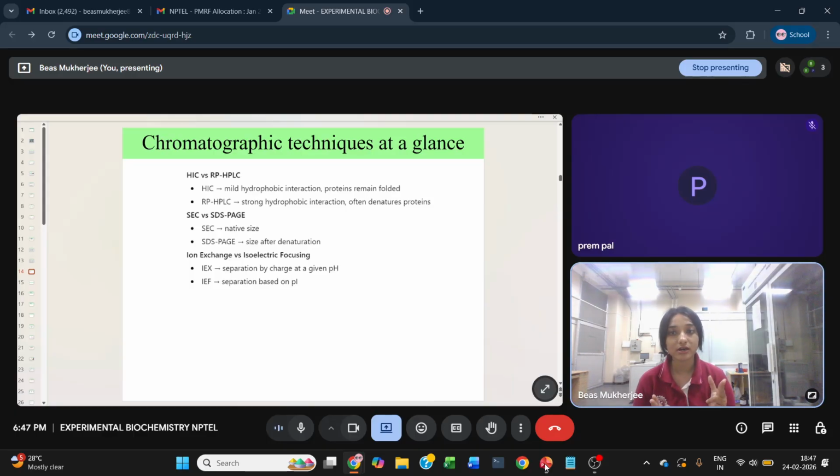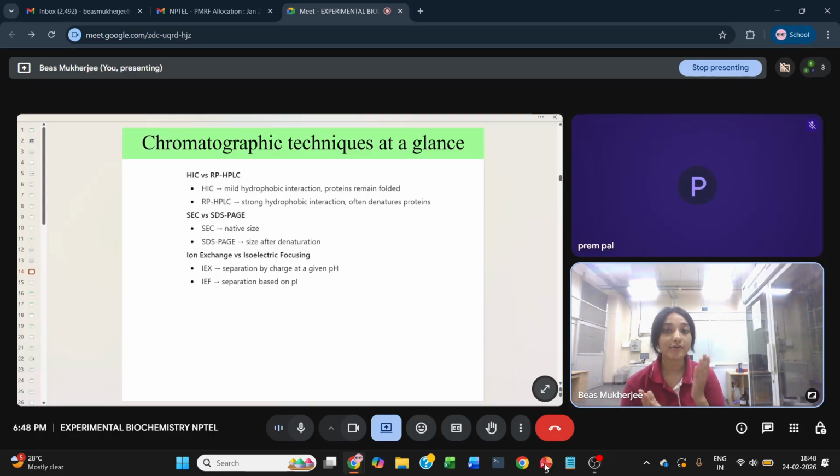So hydrophobic interaction chromatography versus reverse phase HPLC. In hydrophobic interaction chromatography, we have mild hydrophobic interaction, the proteins remain folded, but in reverse phase HPLC, very strong hydrophobic interaction is there and it often denatures the proteins. And ACC versus SDS page, both use mass and size based separation, but in ACC the protein is in its native form, but in SDS page the protein is getting denatured.